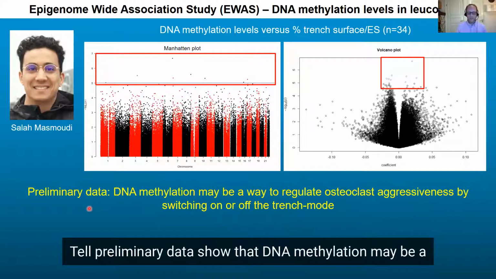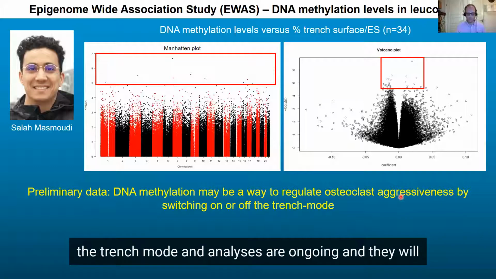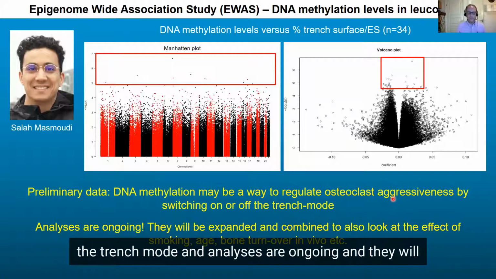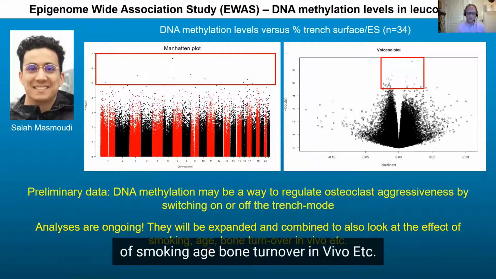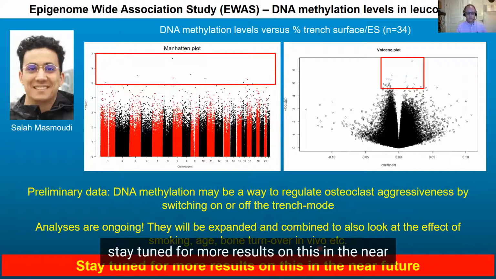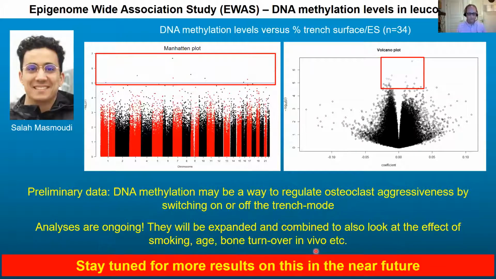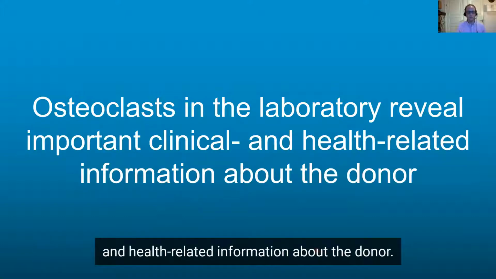So preliminary data show that DNA methylation may be a way to regulate osteoclast aggressiveness by switching the trench mode on or off. Analyses are ongoing, and they will be expanded and combined to also look at the effect of smoking, age, bone turnover in vivo, etc. So stay tuned for more results on this in the near future. And the summary is basically that osteoclasts in the laboratory reveal important clinical and health-related information about the donor.